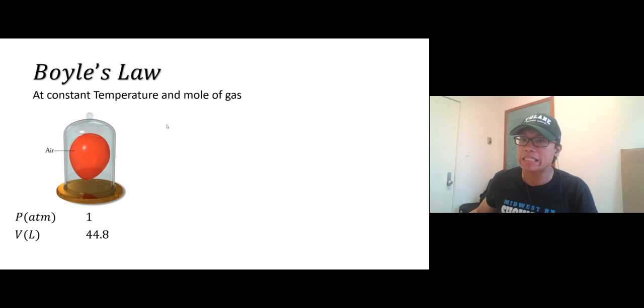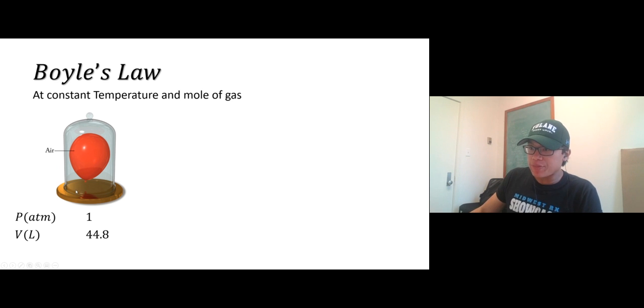Boyle studied the pressure and volume of gas, and he found that at constant temperature and moles, so no adding or leaking of gas, and the temperature stays the same, a change in pressure also makes the volume change, and vice versa. Okay, let's take a look at how it changes.